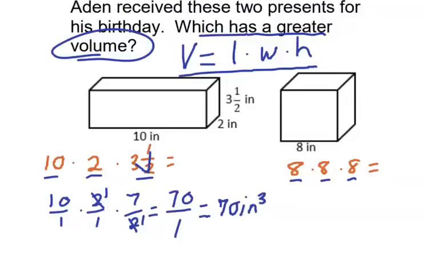And then for the 8 times 8 times 8, well, 8 times 8 is 64. And then 64 times 8 is 512.